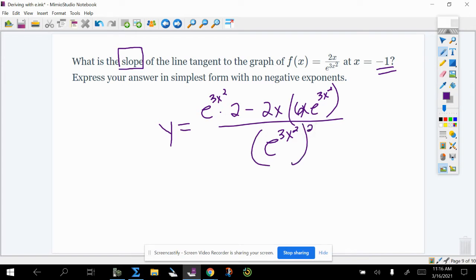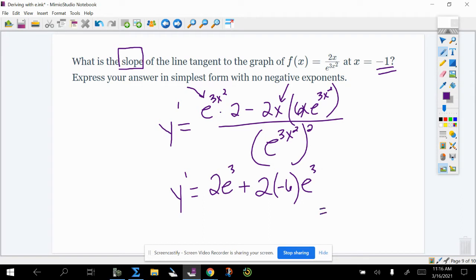I probably wouldn't take time to simplify this just because it's kind of messy to begin with, and I know I'm plugging a -1 in. So I'm going to do that now to get my slope. So when I put -1 into this first term, -1 squared is just 1, so I get 2e cubed minus, when I put -1 in here, it's actually going to change it to positive. And then I'm going to put -1 in here, so I'm going to have -6, and then I'm going to have e to the third.